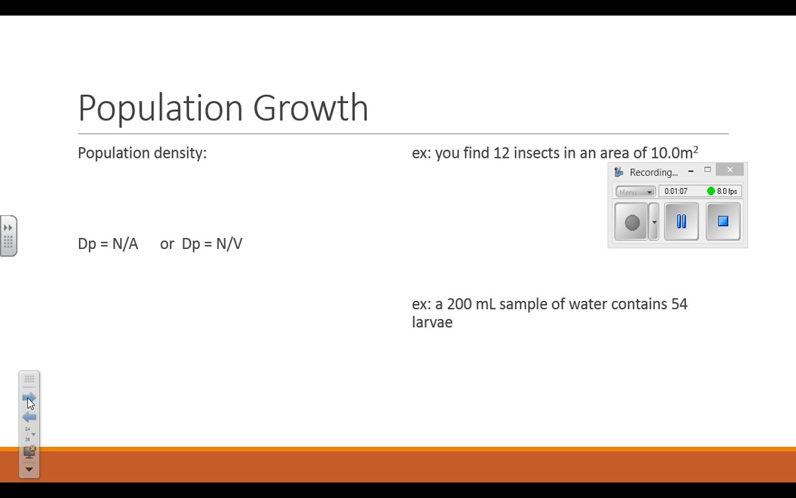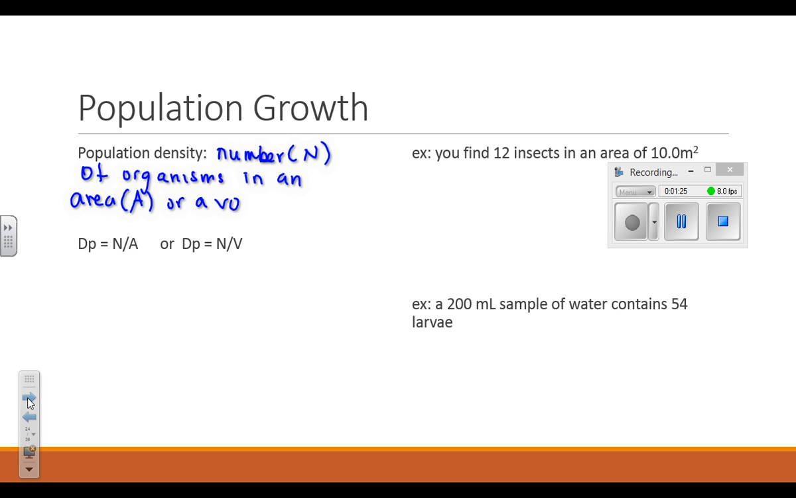space. So population density could be defined as the number, which is n, of organisms in an area, which would be the A, or a volume, which would be the V. You don't have to memorize the formula for density. It is on your data sheet. You might remember learning about density in like grade 8 science, where you were calculating the density of like a substance. So we're doing the same kind of calculation. How much is there over how much volume? But now we're talking about organisms instead of about atoms or molecules.